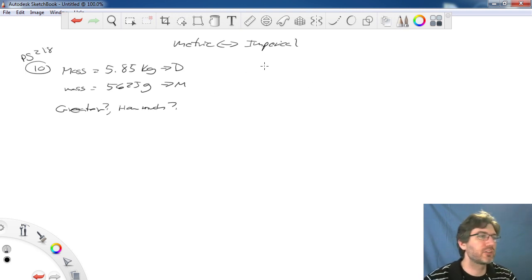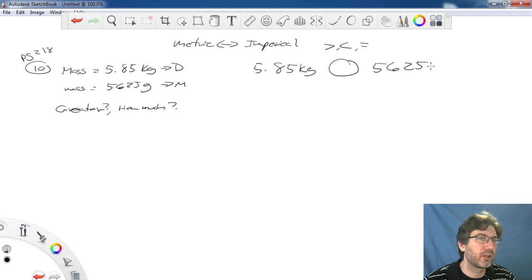So it's asking us, is 5.85 kilograms, you can think of the circle because you have a greater than, less than, or equal to sign in there, 5,625 grams. So you can set up either taking this to grams or taking grams to this, and it's really easy with the metric system because you're ending up just moving decimal points.